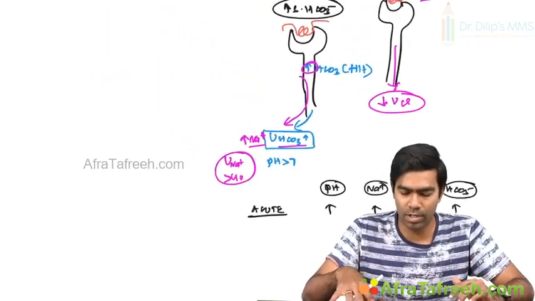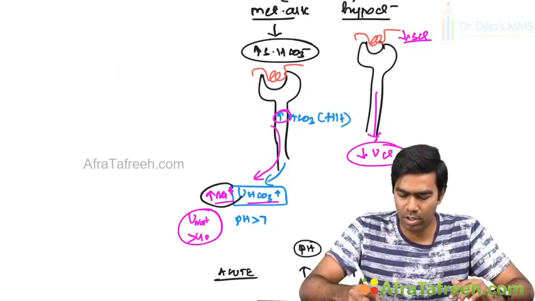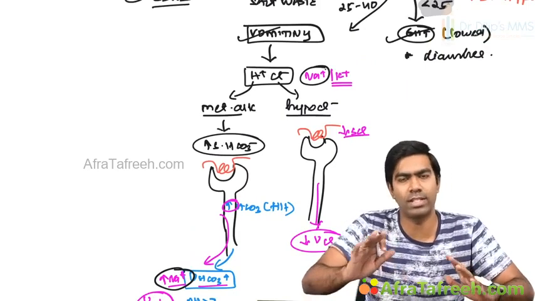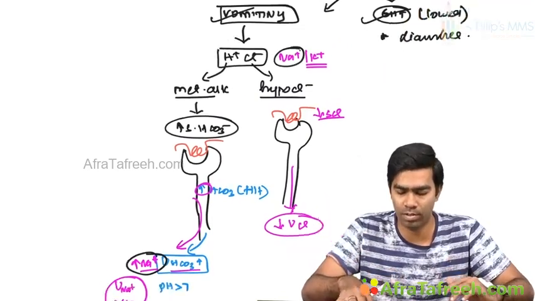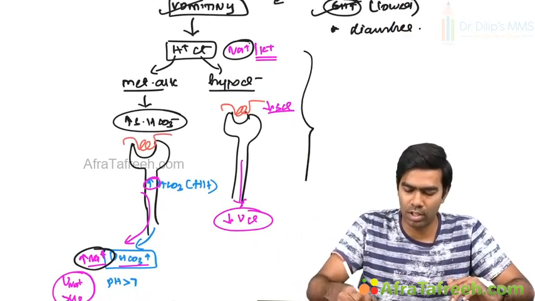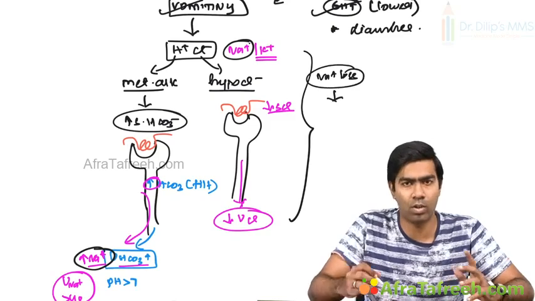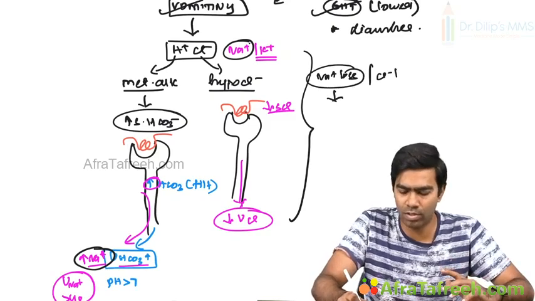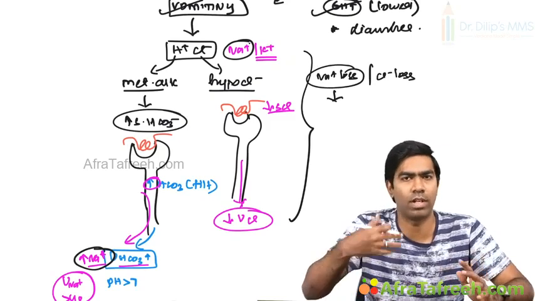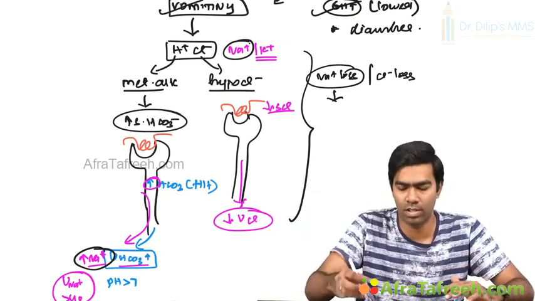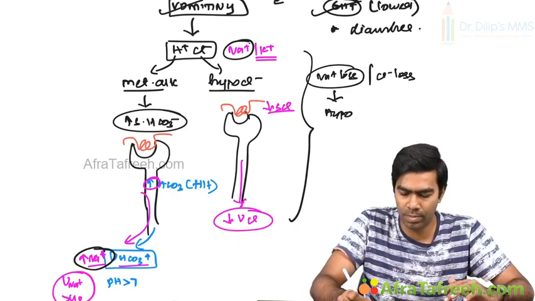But in chronic vomiting, what's going to happen is you are losing sodium in the vomitus also, to a decent extent. This loss of sodium and chloride, net chloride, is also lost in the vomitus. Chloride is not lost in the urine, but it's still lost in the vomitus. So this sodium and chloride loss will result in hypovolemia. And this hypovolemia is going to trigger RAS.